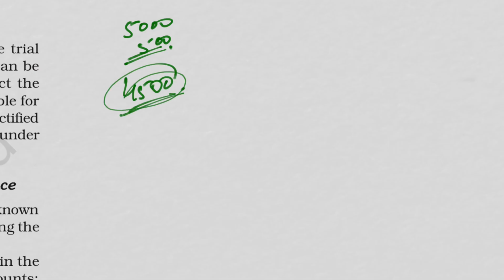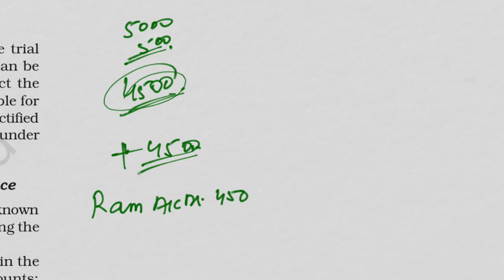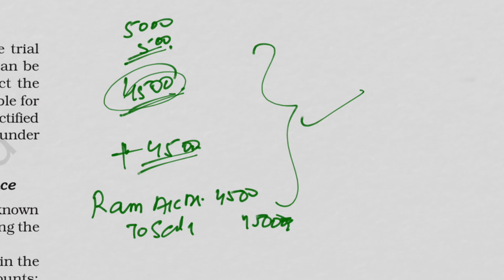Example of rectification is, let's understand. Suppose goods sold to Ram for rupees 5,000 were recorded as rupees 500. So this means that the amount was understated by rupees 4,500. To rectify this error, the accountant must increase the amount by rupees 4,500. So the rectification entry would be Ram account debit 4,500 to sales 4,500. So the adjustment basically corrects the mistake.